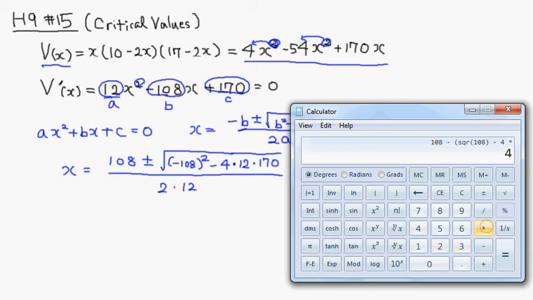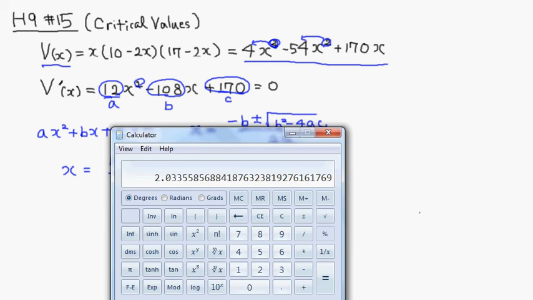4 times 12 times 170. Then I have to take the square root of the whole thing in the parentheses. That's going to be my whole numerator. Then I have to divide it by 2 times 12, which is 24, so we just divide by 24. Here's what I get.